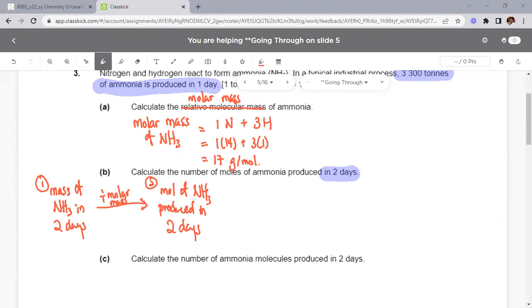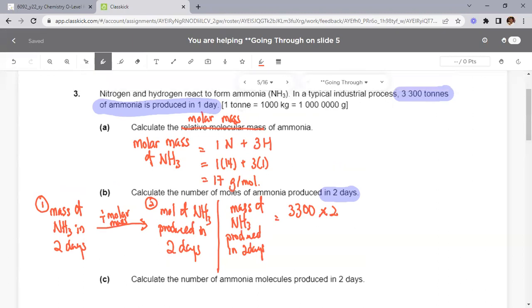So these are the steps I'm going to take. Let's do the first one. How to find the mass of NH3 produced in 2 days. This is equivalent to 3,300 tons times 2, because there are 3,300 tons produced in 1 day. So in 2 days, I will produce 6,600 tons.